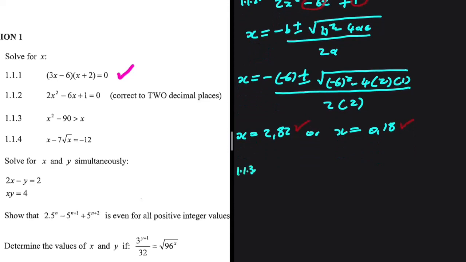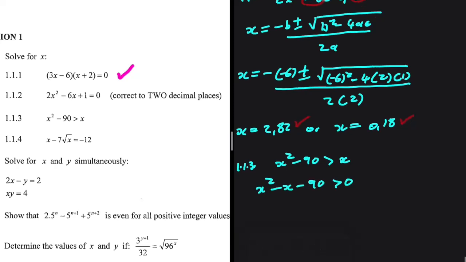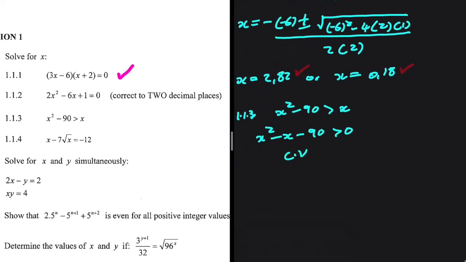1.1.3. So in 1.1.3, we have x squared minus 90 being greater than x. Let's take x to the left hand side. We're going to have x squared minus x minus 90 being greater than 0. At this point, what you want to do is to find your critical values. How do we do that? We let x squared minus x minus 90 be equal to 0. Now we just need to factorize this.